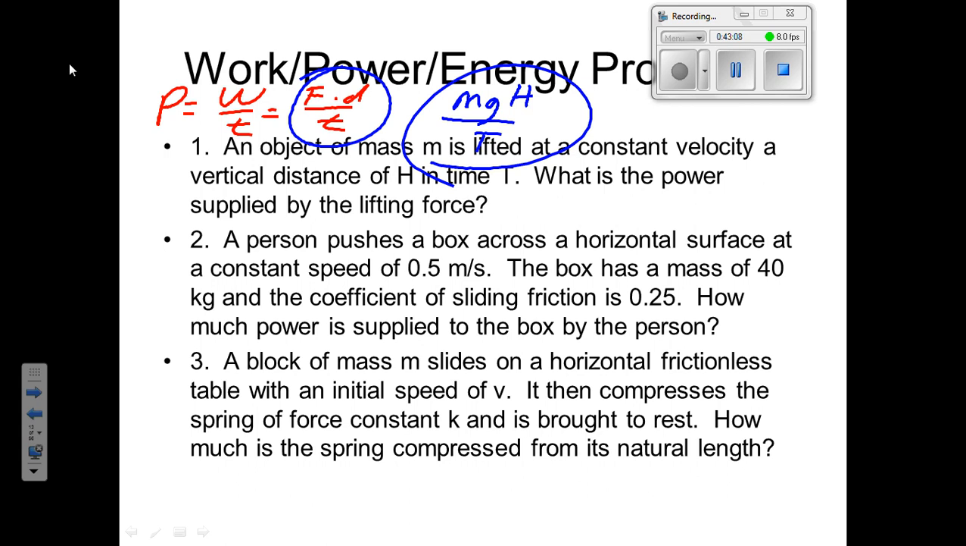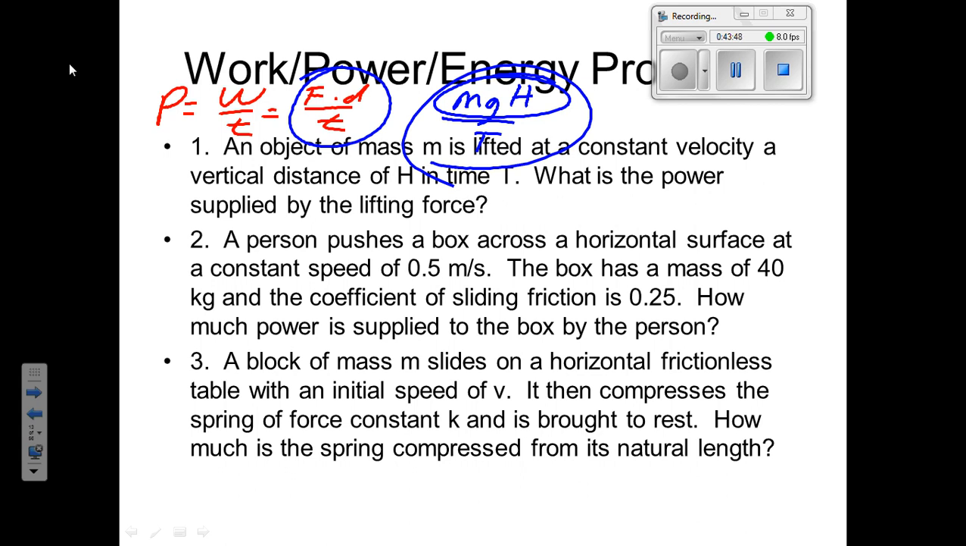I want you to notice something else. What's that? mgh is potential energy, right? Because what I've tried to stress to you as we're going through this unit is, as you're doing work on something, what are you changing? The amount of energy that it has. As I do work lifting this object, the work that I'm putting in is turning into what? Potential energy. Remember that work is equal to the change in what? Potential plus kinetic. Work is equal to change in mechanical energy.